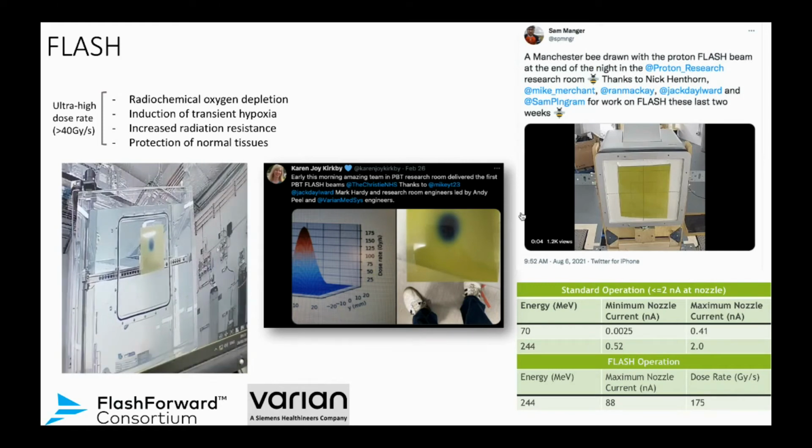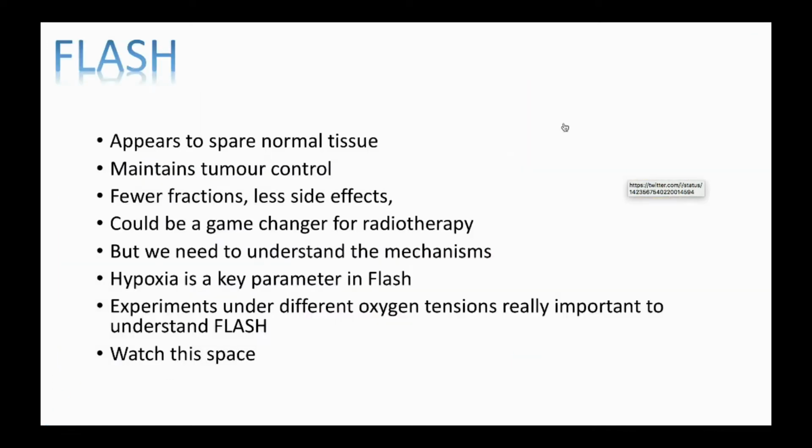You can see we've gone for that on Twitter. The other thing we've also done is that we've used a FLASH beam to actually put the Manchester worker bee, which I will show you very shortly. So in terms of FLASH, it appears to spare normal tissue, and it also appears to maintain tumour control, but we need to do a lot more still.